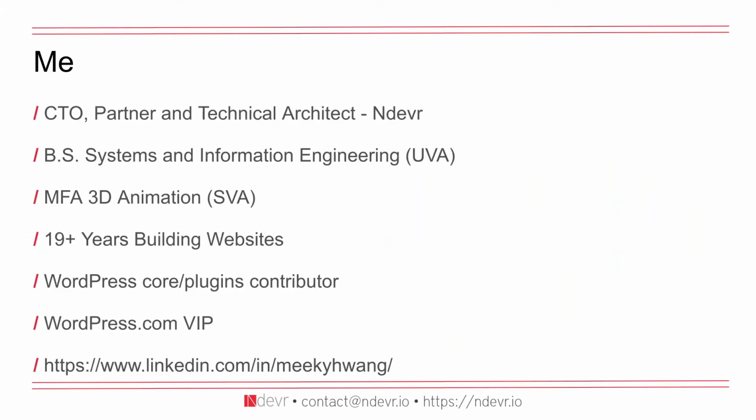And a little bit about me. I'm a CTO and a founding partner and a technical architect at Endeavor. I have a Bachelor of Science degree in Systems and Information Engineering from the University of Virginia, and an MFA in 3D Animation from the School of Visual Arts. I have over 19 years of experience building websites in various languages. Since we're focused on the WordPress track, I have contributed to WordPress core and plugins before, and I have experience with WordPress.com VIP development as well. You can go to my LinkedIn to read more about me if you're curious.